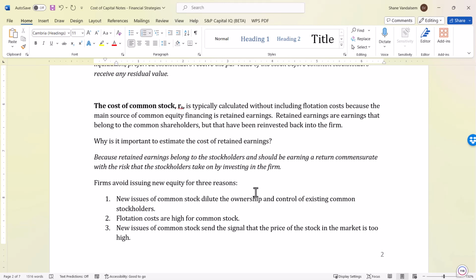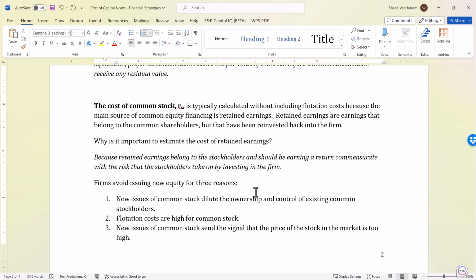And generally, the way that the market interprets new issuances of common stock is that the market price is in fact too high, because that's why the company wants to sell more shares. It's that they're being sold in the market for more than they're actually worth.